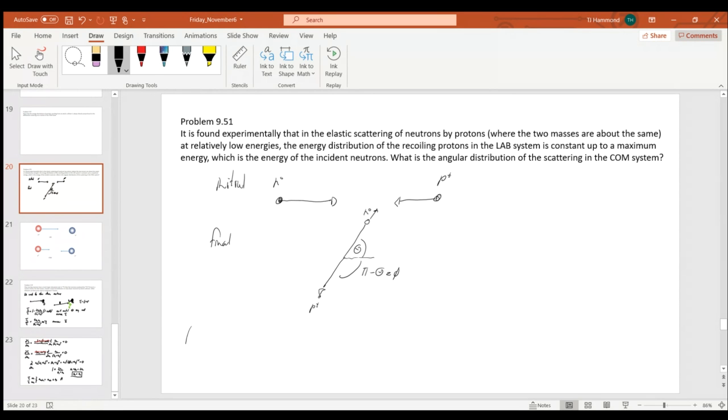So what is the angular distribution? It is the number of particles scattering off at a certain angle. So dN by d omega.